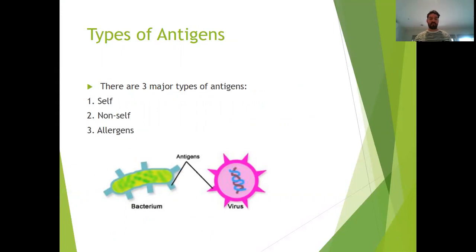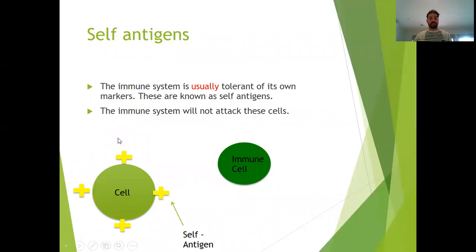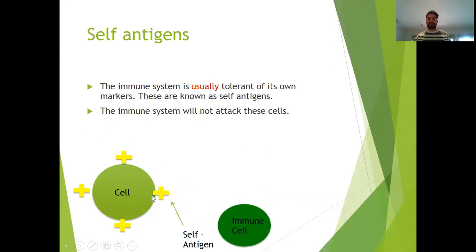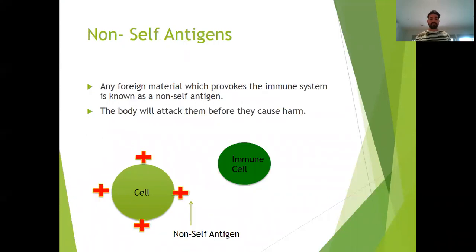But basically, self are ones that our body recognizes as our own. Non-self are ones that we recognize as foreign, and allergens are ones that we overreact to. So for self-antigens, usually our body is tolerant. Now I use the term usually because there are some cases where our body will attack its own self-antigens. But usually they don't attack, and we call these antigens self-antigens. So here you can see an immune system cell is moving towards the cell and it recognizes this self-antigen and then won't attack it. It knows that that's a self-antigen.